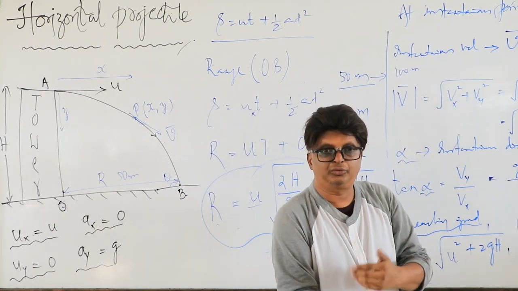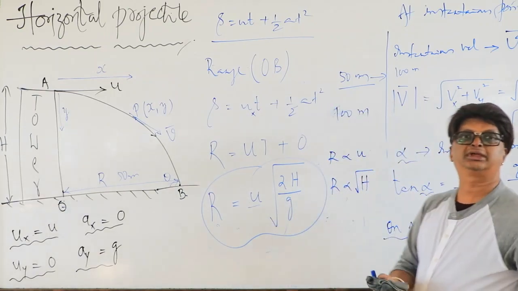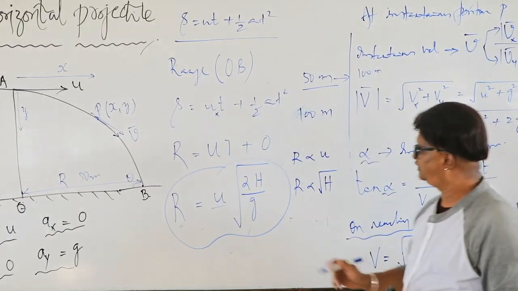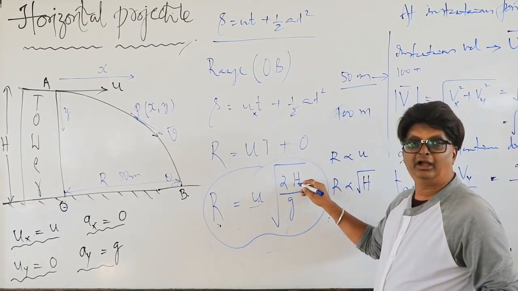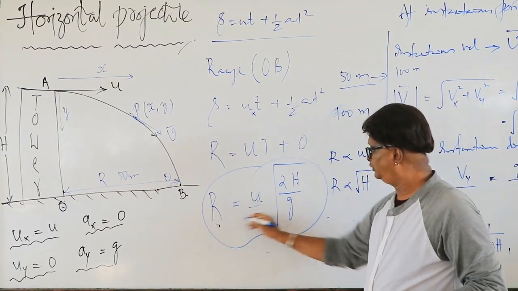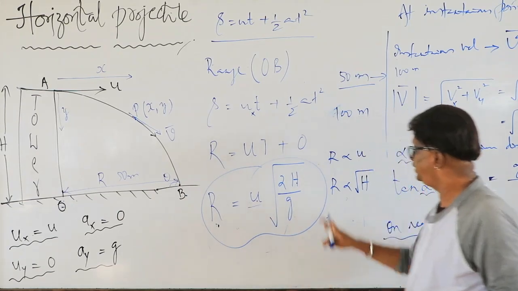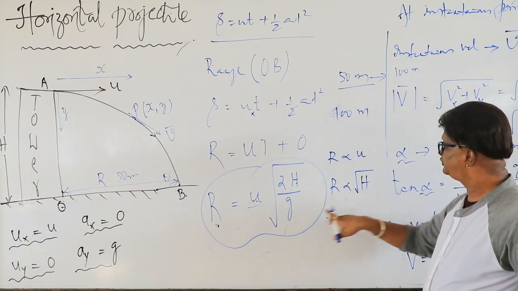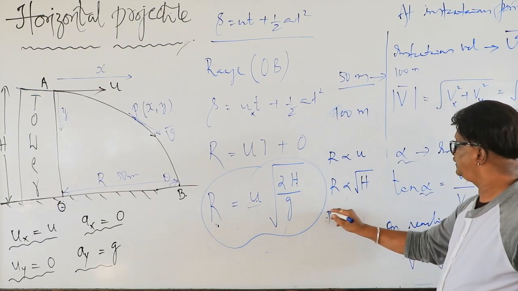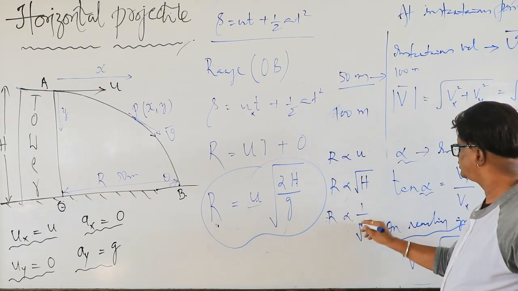Will it be less, more, or the same? With numericals, questions can be asked later. Therefore, range depends on velocity, range depends on the height from which it is thrown, and it is inversely proportional to gravity. It is directly proportional to the square root of h, and with gravity, R is proportional to 1/√g.